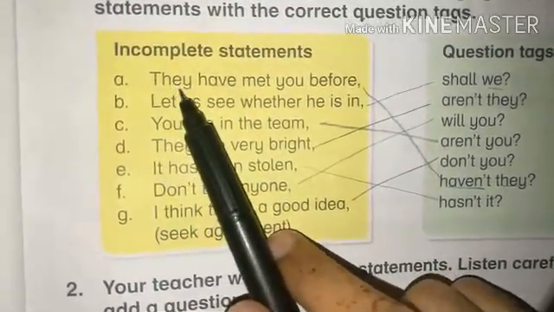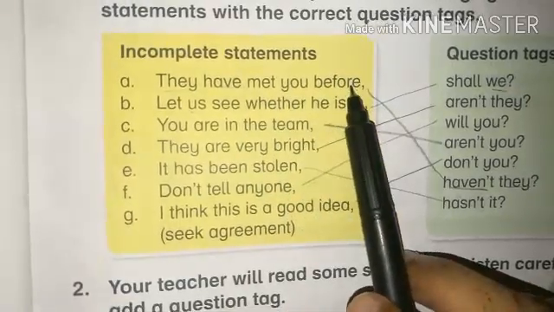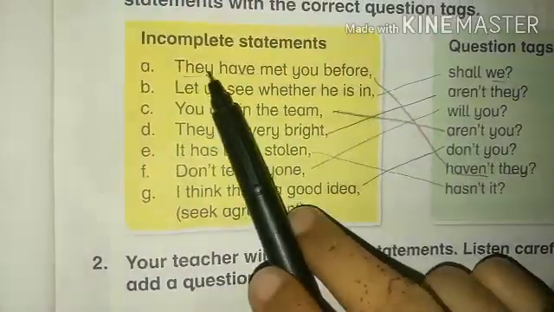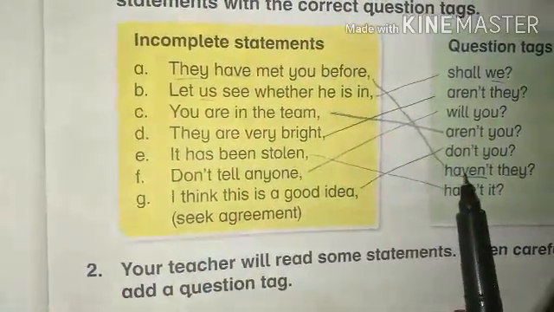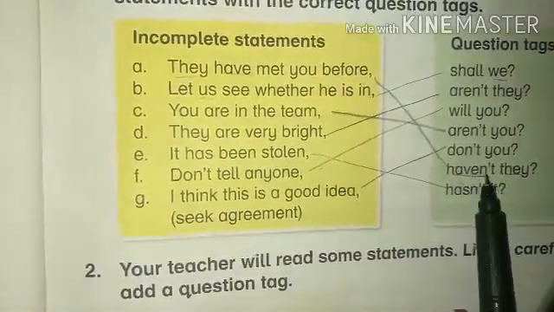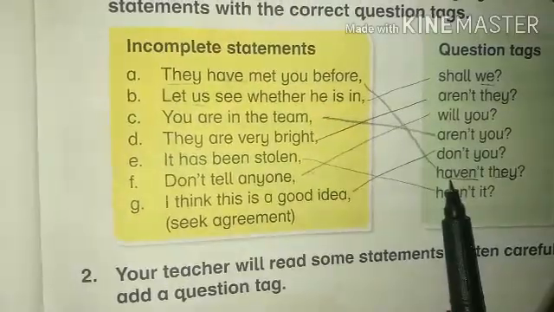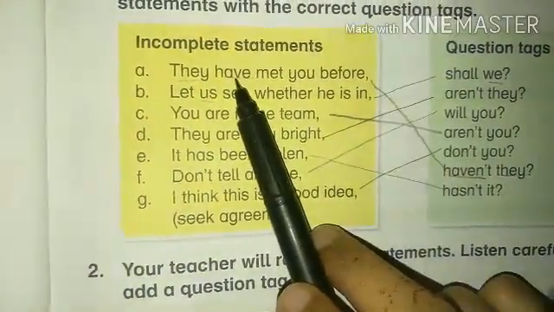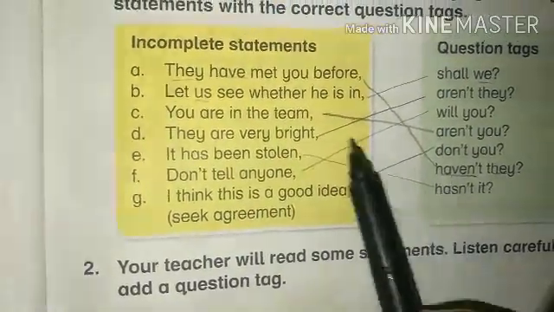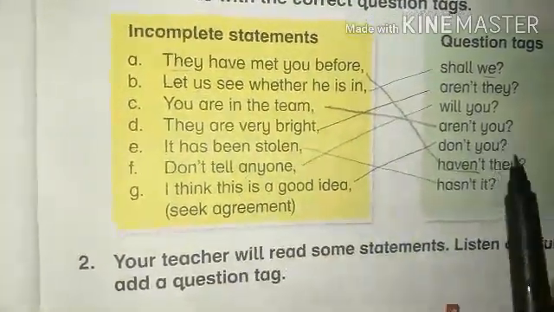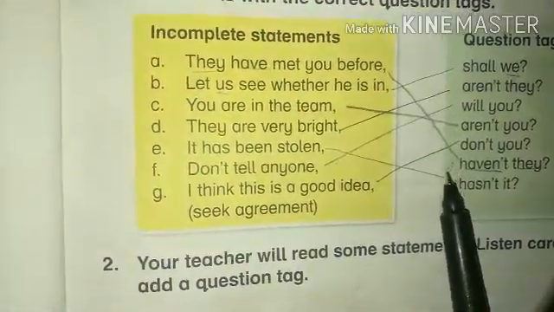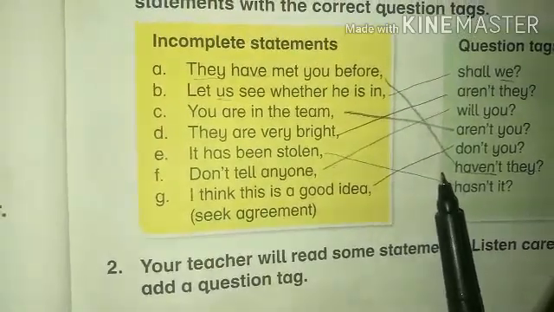Here part A is "they have met you before." So we will match it with "haven't they," because this is a positive statement. So we will make a negative question tag by adding "haven't they." We have used the verb "have" over there. In the same way we have used the same verb, and here the pronoun is "they," so we have used the same pronoun "they" in the question tag. So it makes an agreement between the verb and pronoun.